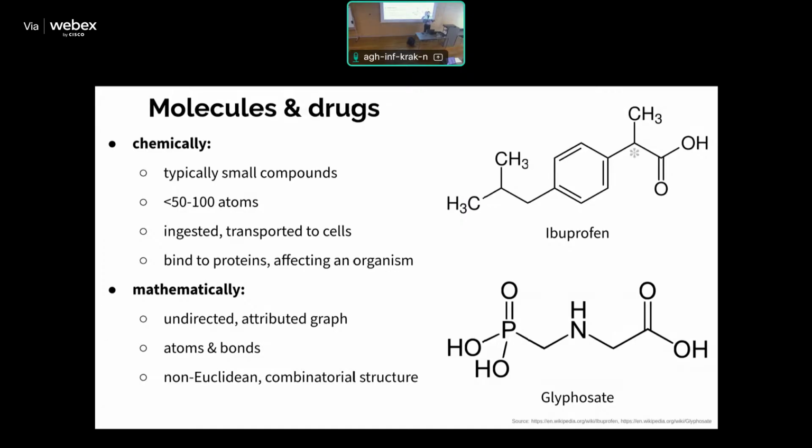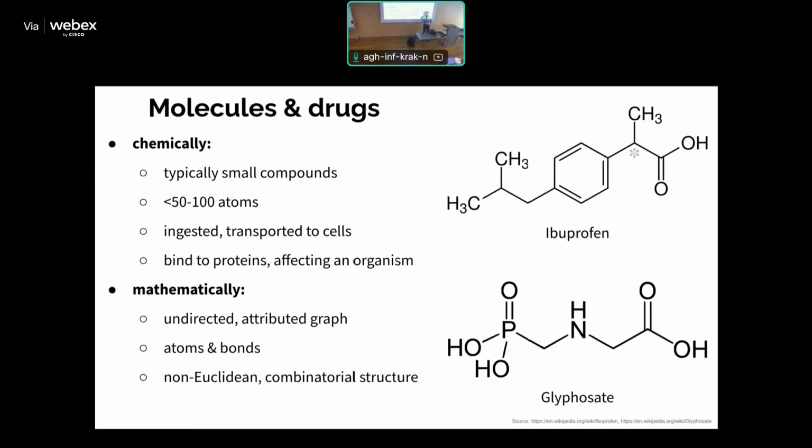So chemically, molecules are typically small compounds. When you think about chemistry, what we typically work on with machine learning are small molecules, right? Not many atoms, not much molecular weight, typically under 50 to 100 atoms in terms of what we do, what we synthesize, what we ship to clients. Molecules are ingested in living organisms, they are transported to cells, and they bind to proteins, and they affect an organism through affecting the proteins which regulate how organisms work.